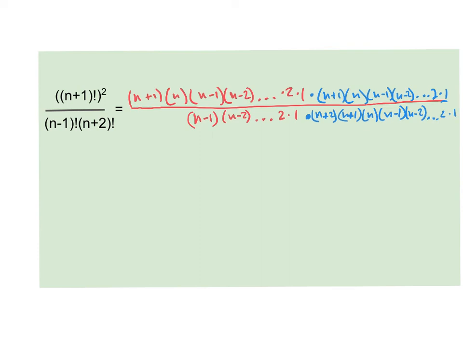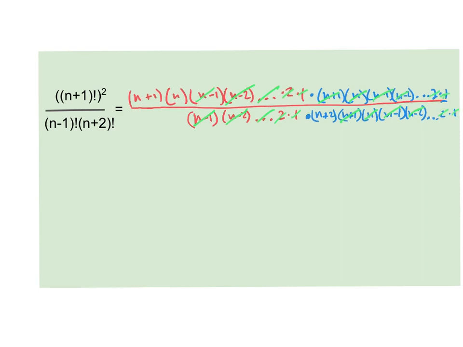Okay, so now let's see what will cancel out. Well, here I have n minus 1 over n minus 1, n minus 2 over n minus 2, the ellipses, and then times 2 times 1. So all of that will cancel out. Then over here, I have n plus 1 will cancel with n plus 1. N's cancel, n minus 1, n minus 2, all the way down to 2 and 1.